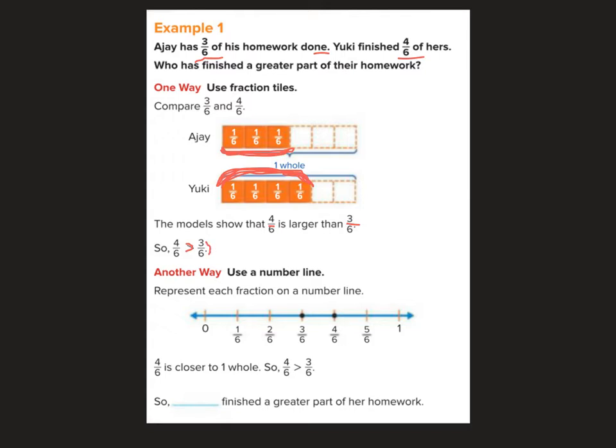Let's see, using a number line, represent each fraction on a number line. If I put 3/6 here and 4/6 here, we can see that 4/6 is actually the bigger number, too. Okay, so 4/6 is closer to 1 whole. So 4/6 is greater than 3/6. So Yuki finished a greater part of her homework. All right, let's move on.